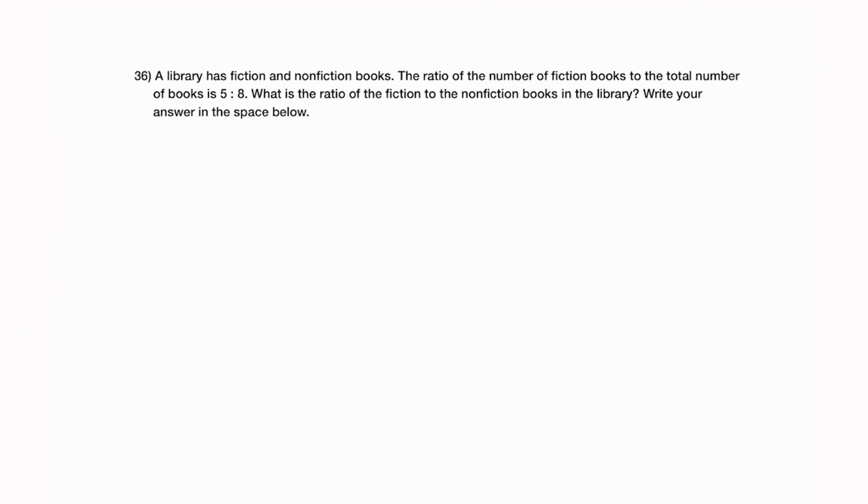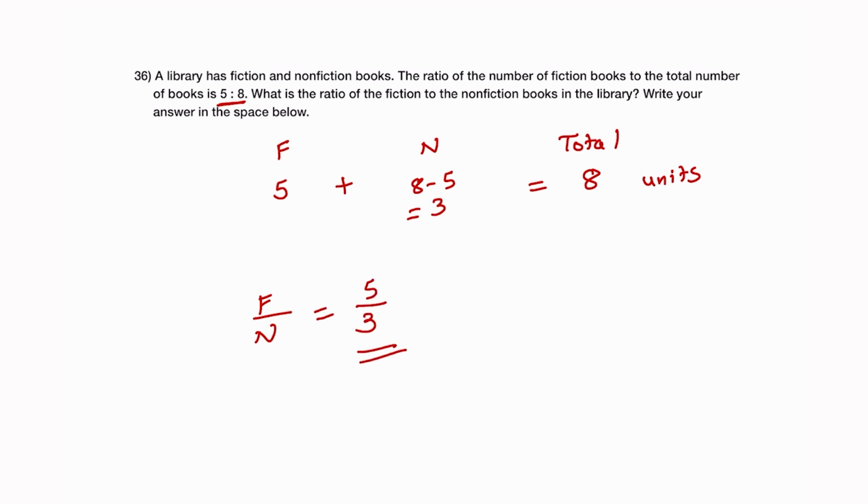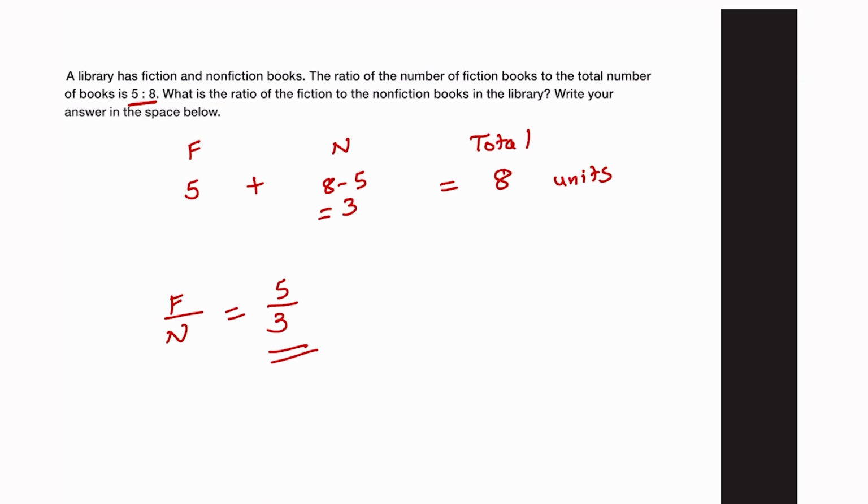We move to question 36. A library has fiction and non-fiction books. So you have fiction and you have non-fiction. The ratio of the number of fiction books to the total number, so we also have total here, is 5 as to 8. What is the ratio of the fiction to the non-fiction books in the library? This total units are given to us, right? And how do we get total? When we add these two things, we get total. So now we say 8 minus 5, that's 3. So fiction is 5 and non-fiction is 3. Done. There are word problems, but they're really easy ones.